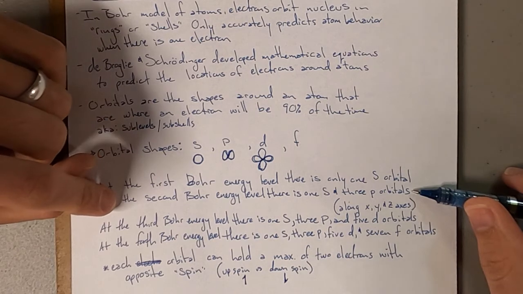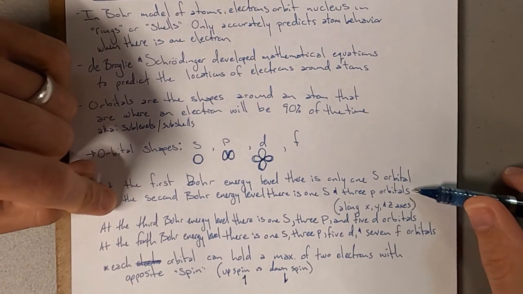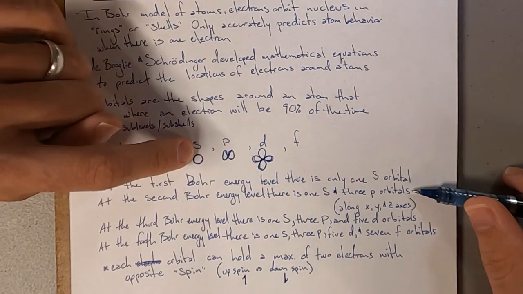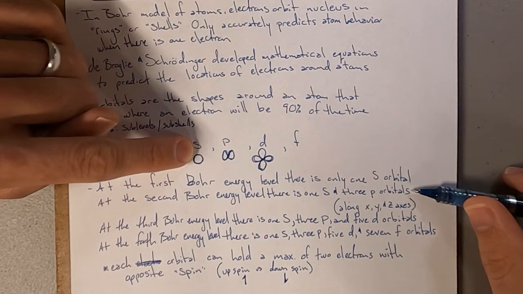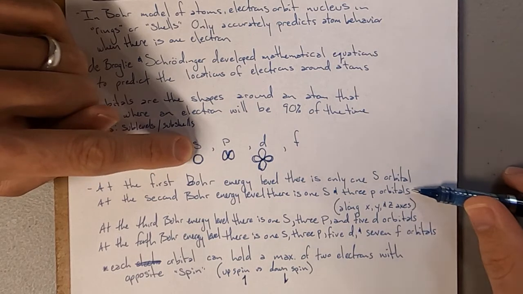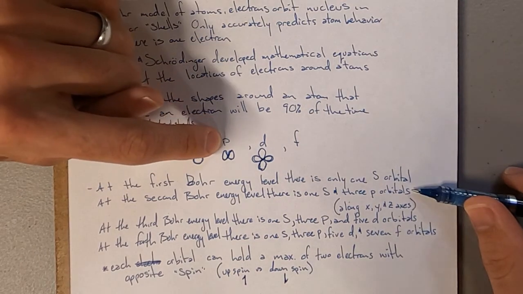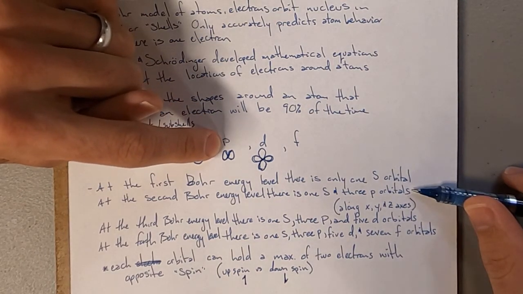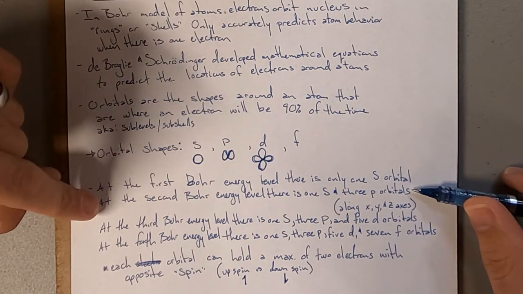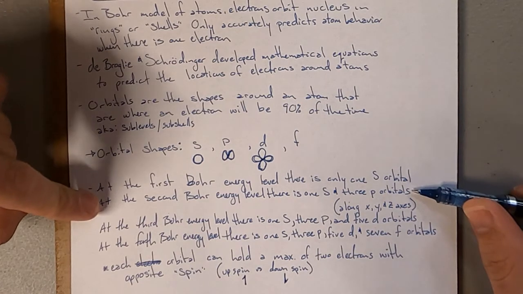The second Bohr energy level, Bohr said that there were 8 electrons, and now we can see why, that there are 2 electrons that can fit in the s orbital. And because there are 3 different p orbitals, they each can hold 2, and so that would be another 6 for a total of 8 electrons at the second Bohr energy level.